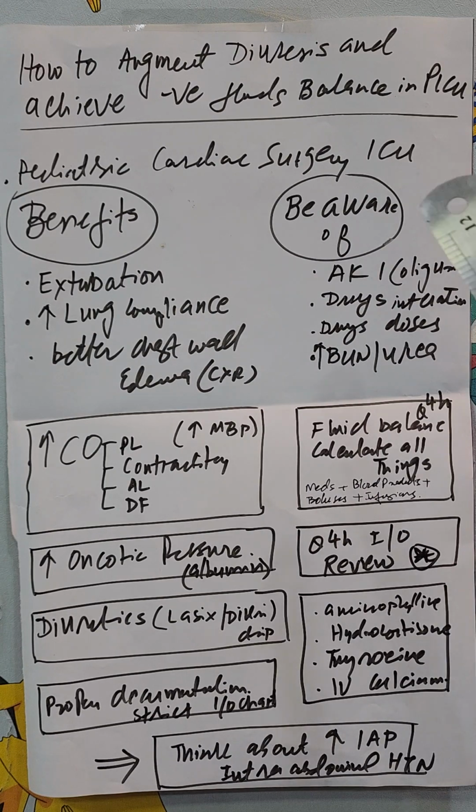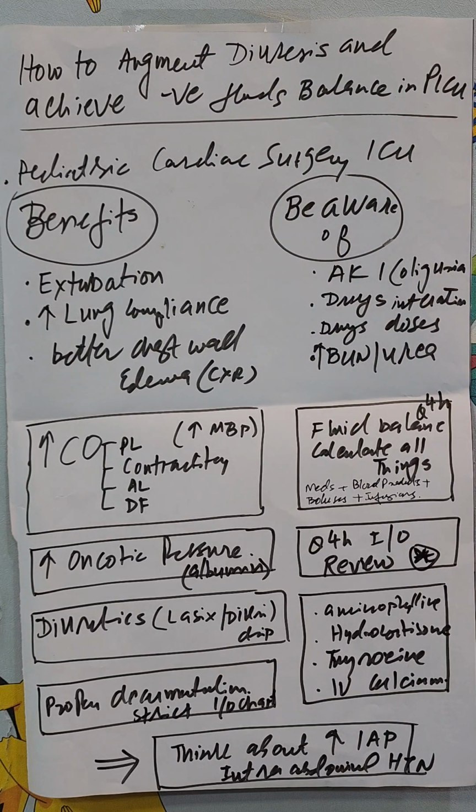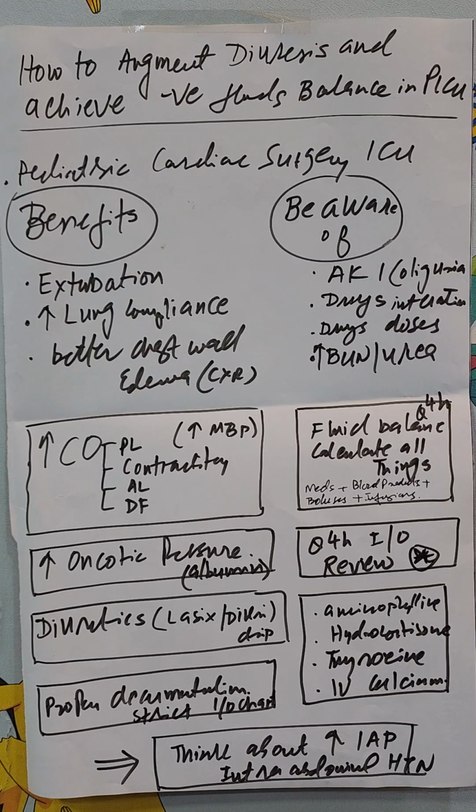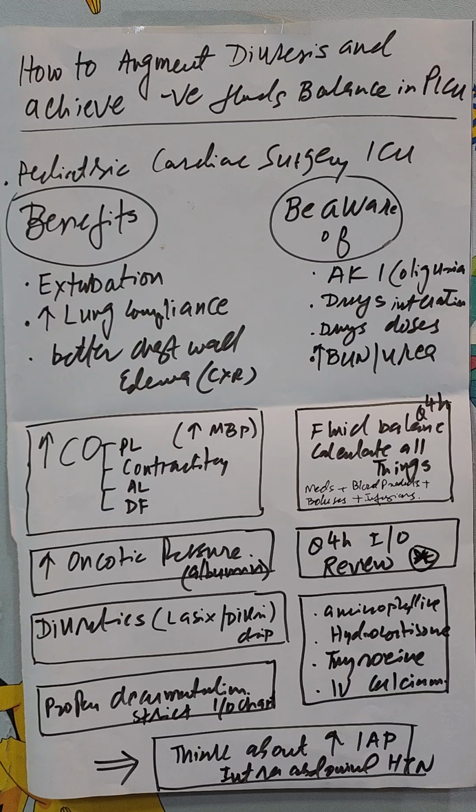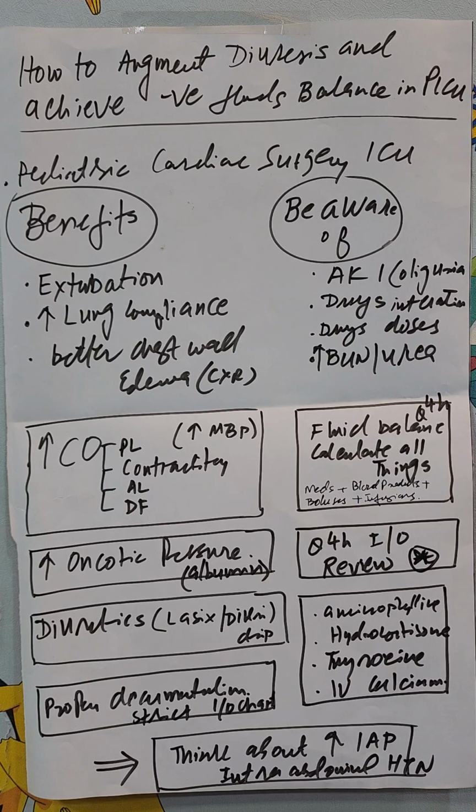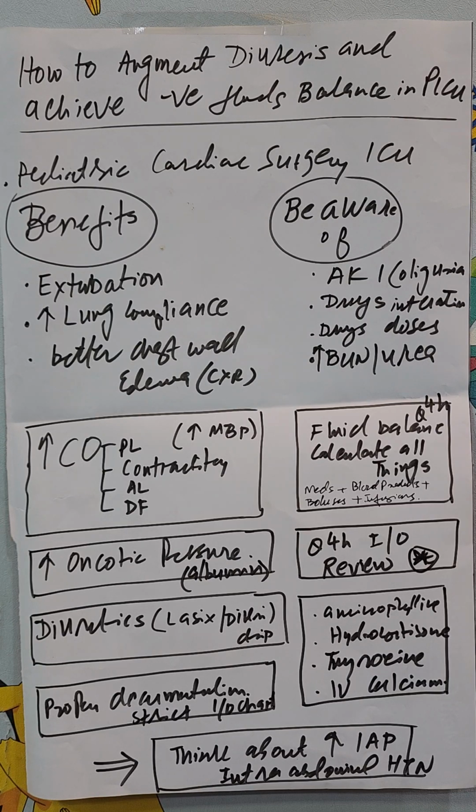So today we are going to discuss quickly how to augment diuresis and achieve negative fluid balance in pediatric ICU. This is a very common issue, especially in pediatric cardiac surgery. Every time you start rounds in the morning, the cardiac surgeons are asking you, what is my balance, negative balance, because everything depends on your cardiac output. And the most important thing, especially before extubation, is to get a negative balance and to augment diuresis.